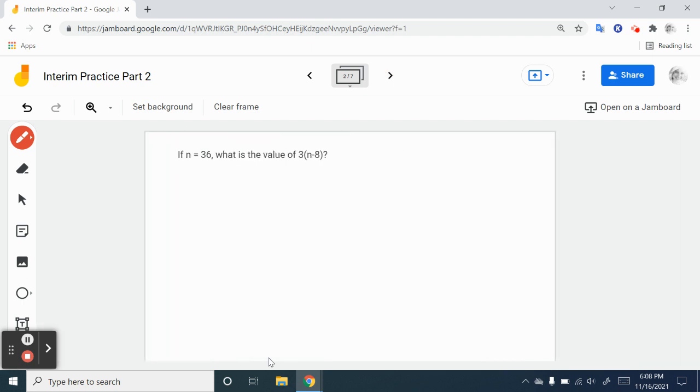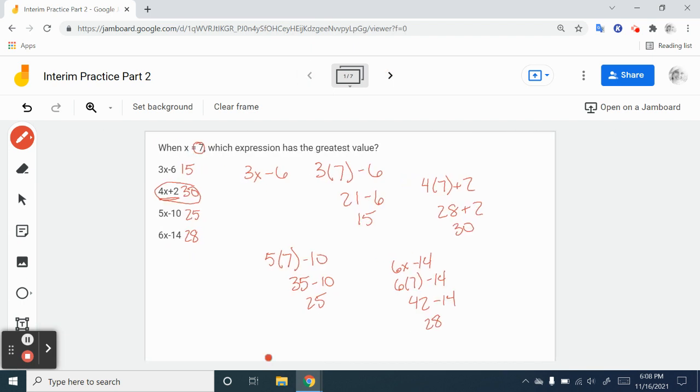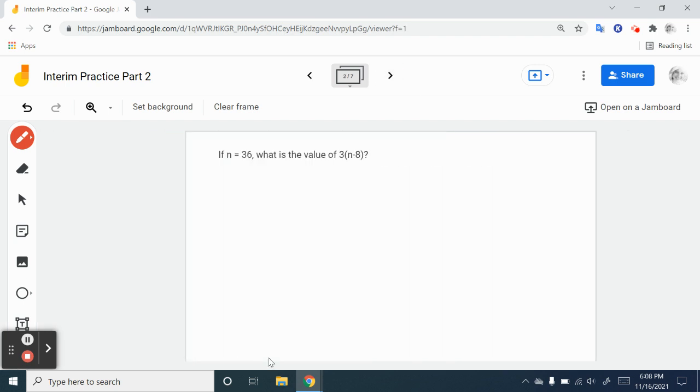All right. So again, for question number 1, it's going to look very similar to this. You're just going to have to evaluate each expression for the number they give you, and then figure out which one has the greatest value. So you're going to have to evaluate all of the expressions.